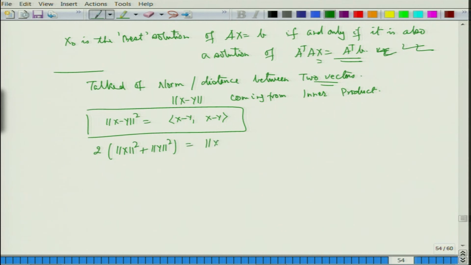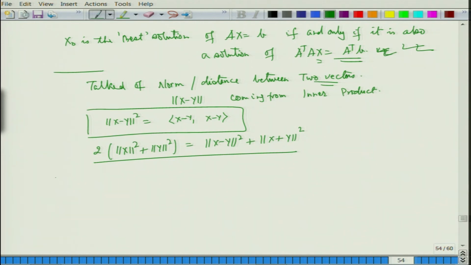We proved that the parallelogram law holds. That is, if I look at the squares of the diagonals and add them up, it is twice the sum of the squares of the sides. All right, this is what it was. So let me try to use this idea to give you something more.